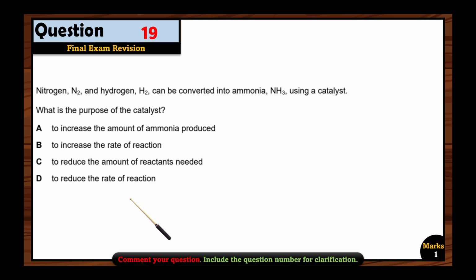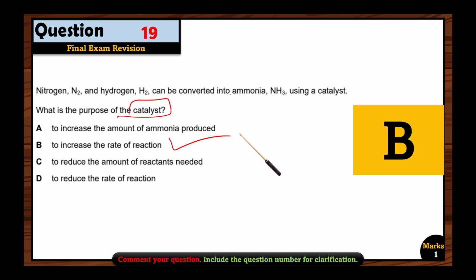Question 19. Nitrogen and hydrogen can be converted to ammonia, NH3, using a catalyst. What is the purpose of the catalyst? Okay, so the purpose of the catalyst is to speed up the reaction. So where we can see to increase the amount of ammonia, to increase the rate of reaction. Yes, so the B option is the right option.